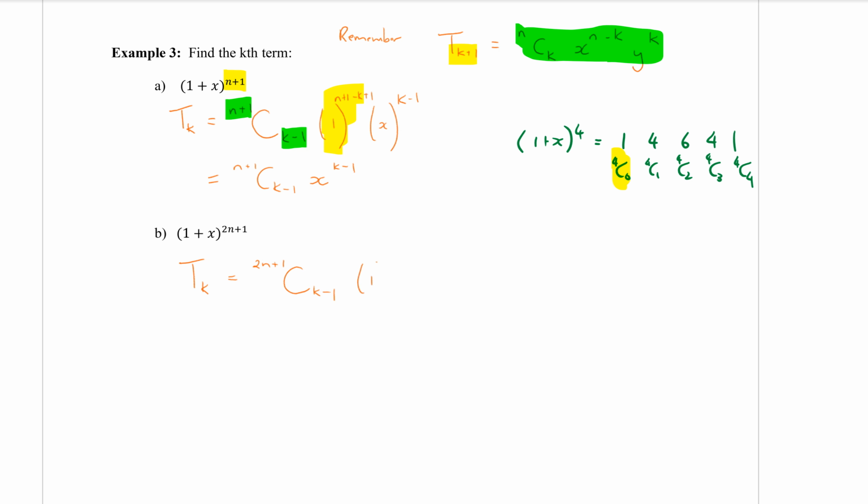Then I have first position and second position. The x is going to have the same as this k minus 1, so that's going to go up there. The power of 1 is going to be subtracting these two parts here, so it'll be 2n plus 1 minus (k minus 1). Again, 1 to the power of anything, even if it's messy like that, is always going to be equal to 1. So the simplified answer is going to be (2n plus 1)C(k minus 1), x to the power of k minus 1. And that would be the expression for the kth term.